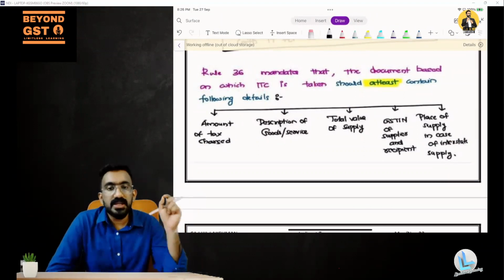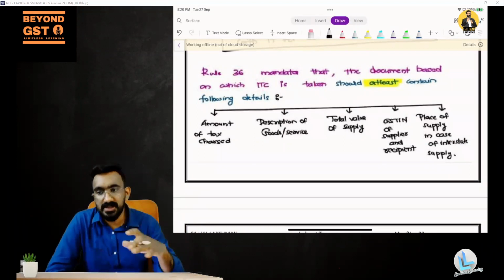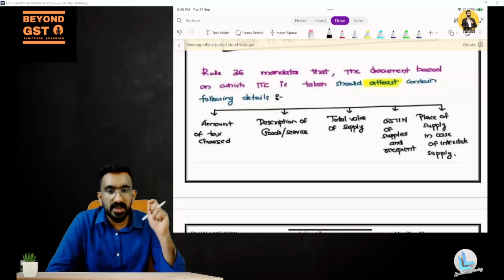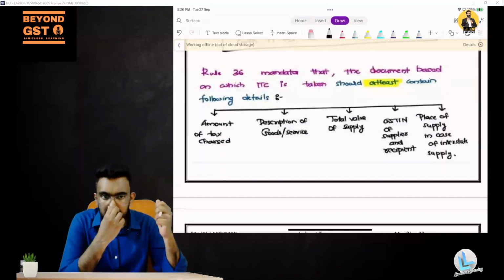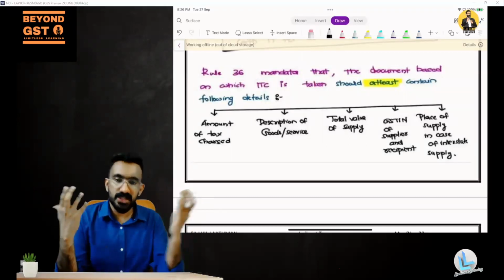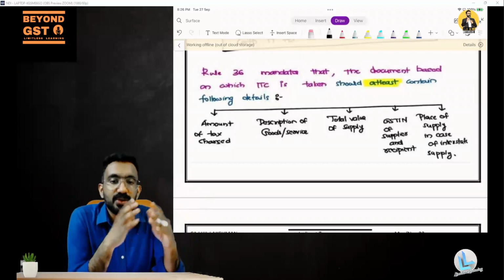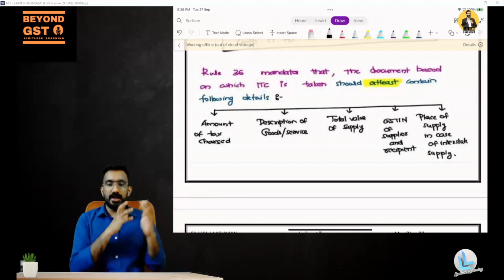Rule 36 mandates that the document based on which ITC is taken should at least contain the following details. Number 1, the amount of tax charged. Number 2, description of goods or service. Number 3, total value of supply. Number 4, GST number of supplier and recipient. Number 5, place of supply in case of interstate supply. So they're saying that in case some other details are missing, it's okay. But if your invoice is not having any of these 5 items, then you are not eligible to take ITC.